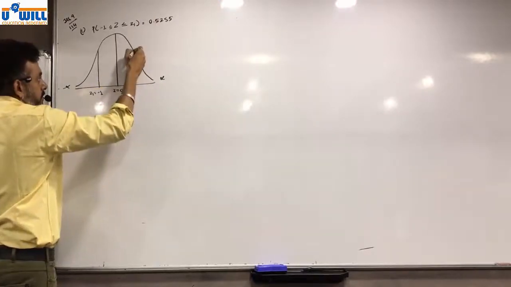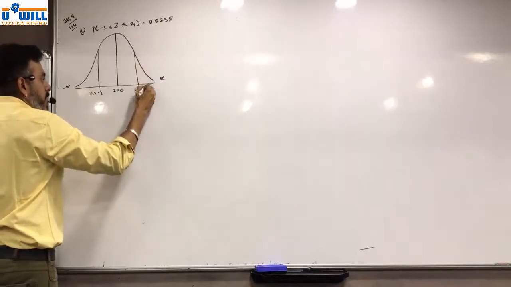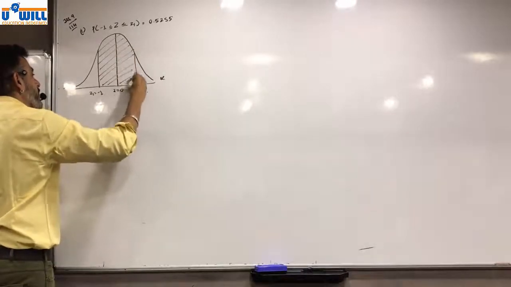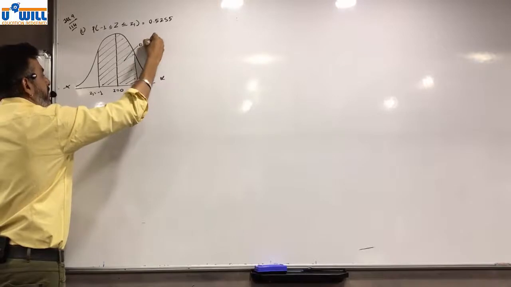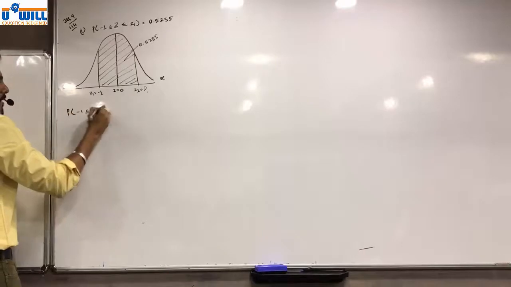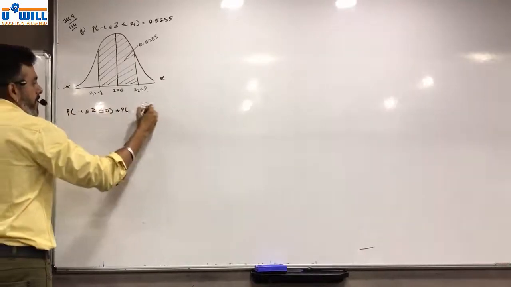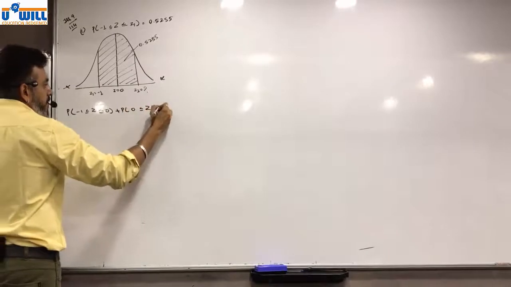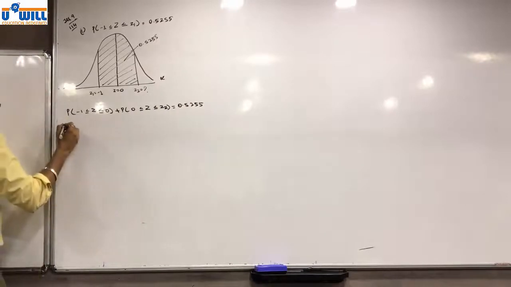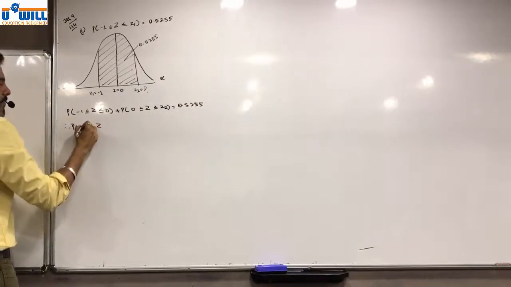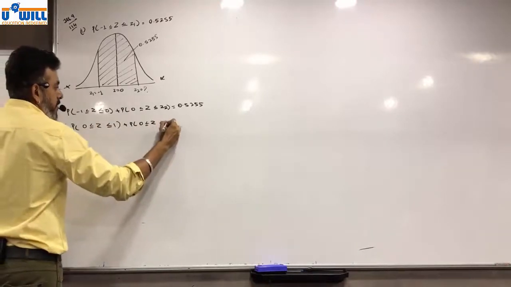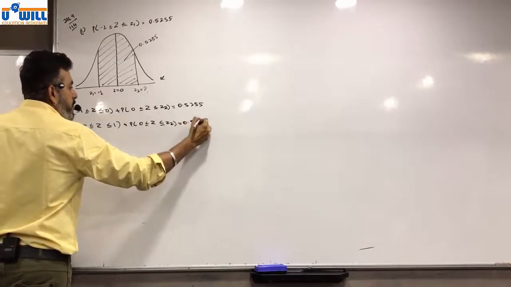So 52%. So somewhere over here, Z2, what we have to find? Shade the area. This is 0.5255. We make the equation probability of Z greater than equal to -1 less than equal to 0 plus probability of Z greater than equal to 0 less than equal to Z2 is equal to 0.5255. Therefore, probability of Z greater than equal to 0 less than equal to 1 plus probability of Z greater than equal to 0 less than equal to Z2 is equal to 0.5255.